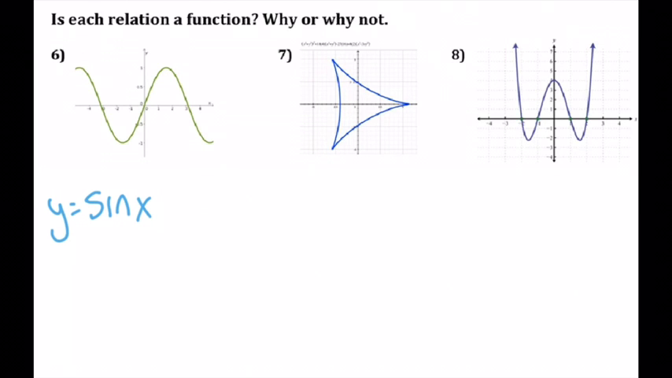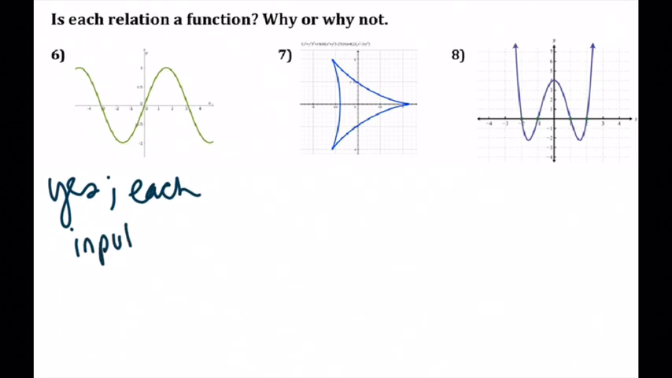Okay? All right, so this one is going to be, yes, it's a function. Now, the reason is not because it passes the vertical line test. The reason is still because each input has only one output. That's always the reason why. You're not going to say it passes the vertical line test, okay? But each input has only one output. And that's the reason why.